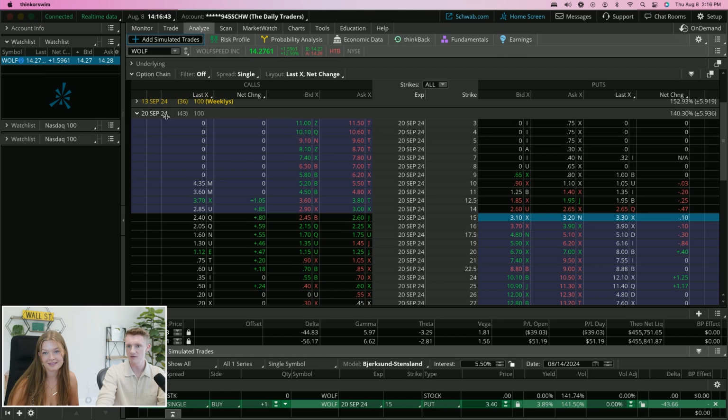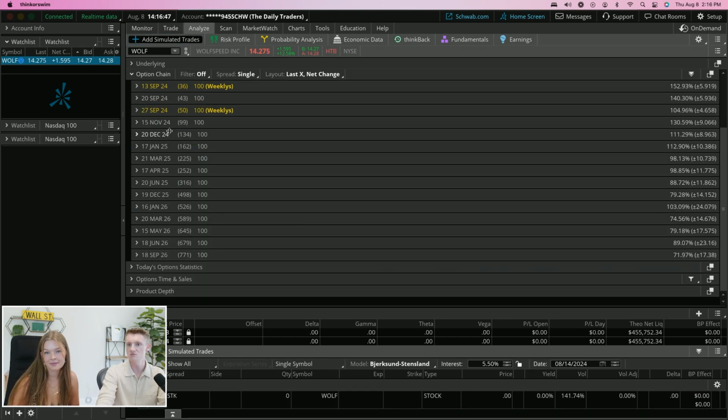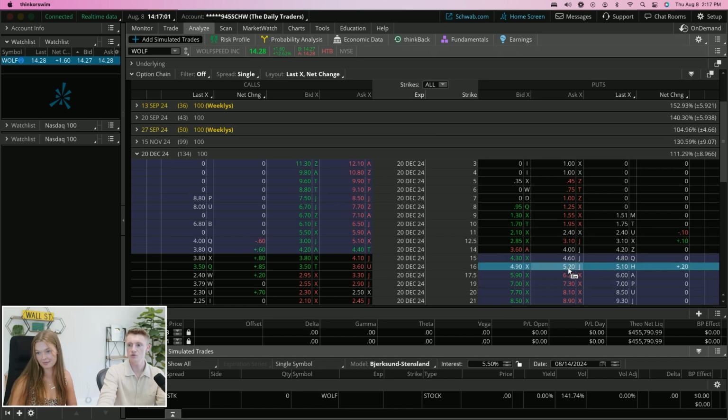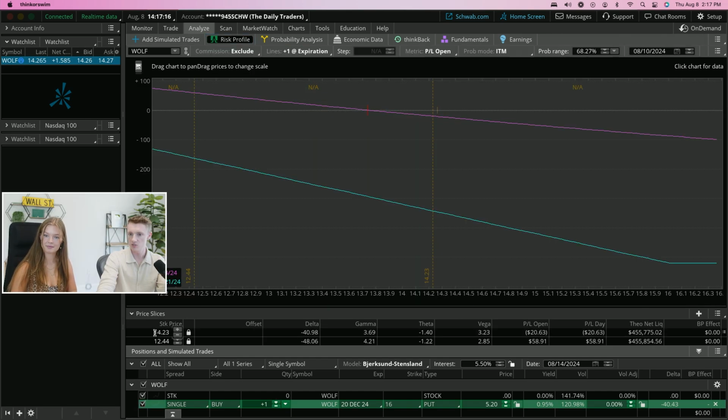Yeah. So instead of going with the September contracts, we will go with the December contracts. 2 in the money would be the 16 strike. We're going to click on buy. And now we're just going to want to buy 1. Okay, we're going to go back to the risk profile, and we've got our 1423 stop loss and 1244 take profit.